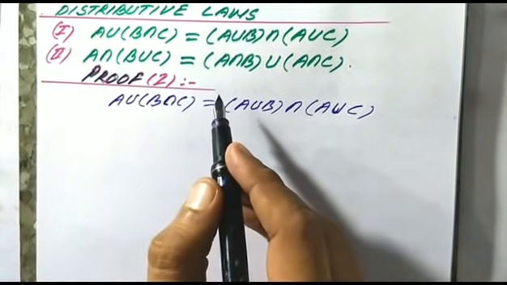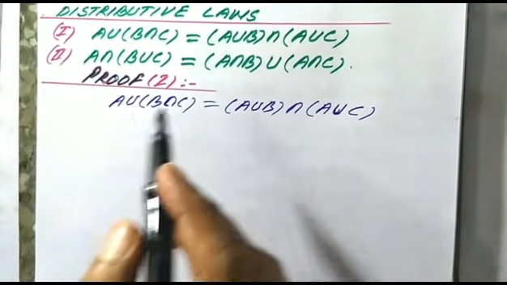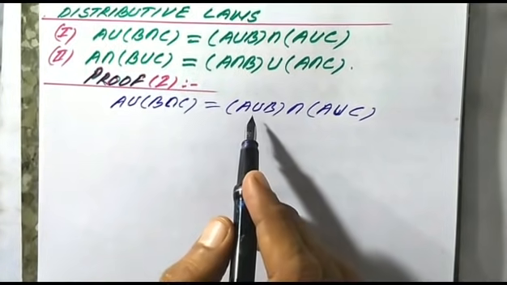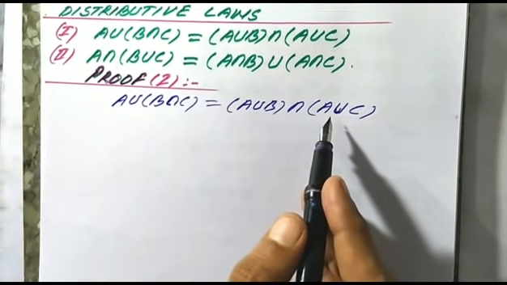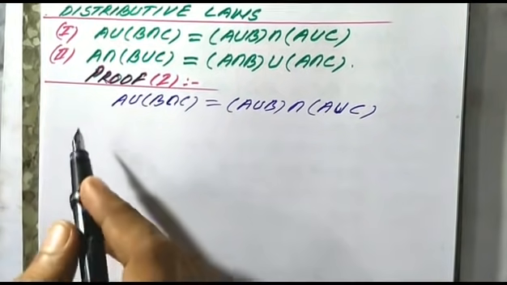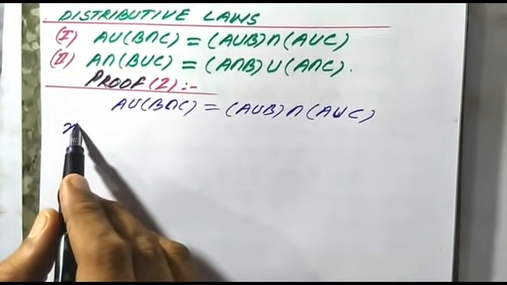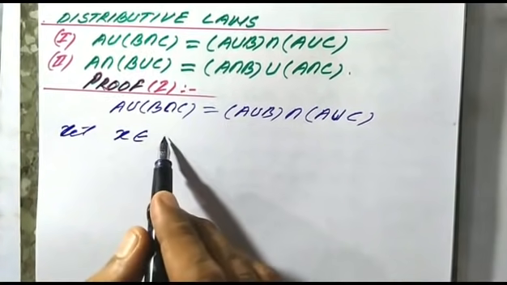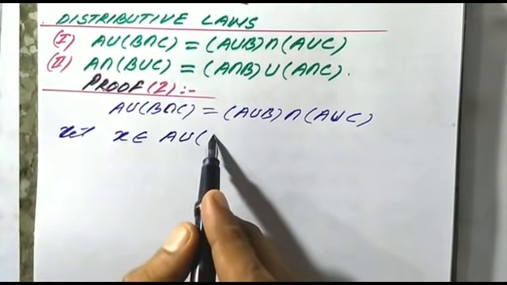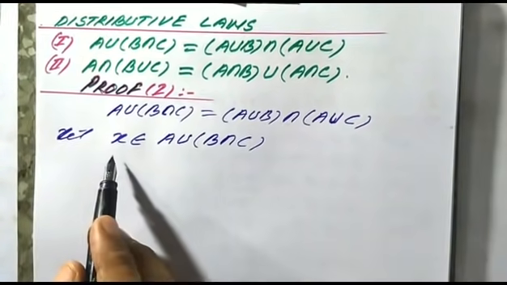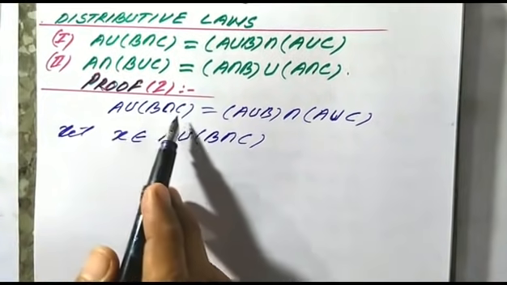Now we are going to prove the first distributive law, that is A union (B intersection C) is equal to (A union B) intersection (A union C). So let X belong to A union (B intersection C). We have taken an arbitrary element X from A union (B intersection C).